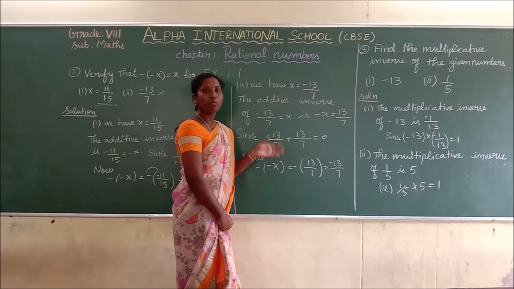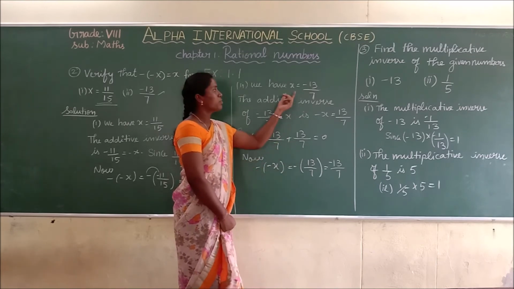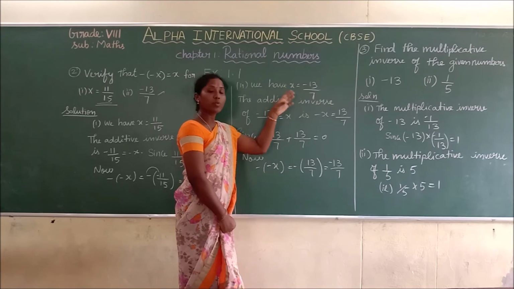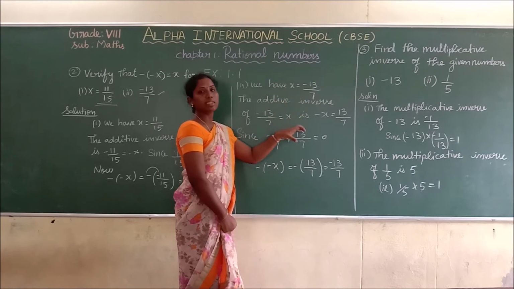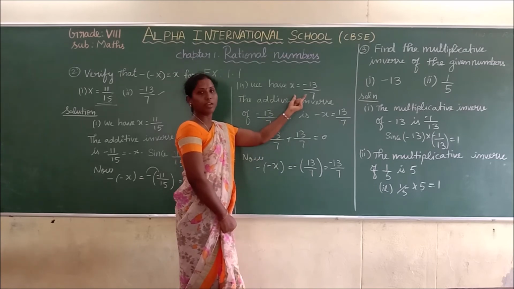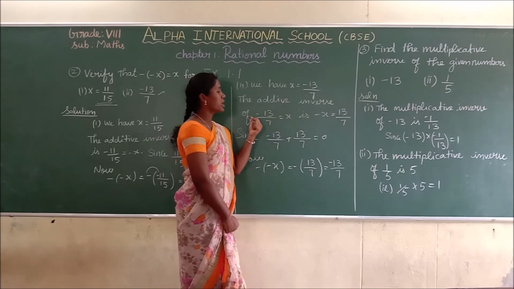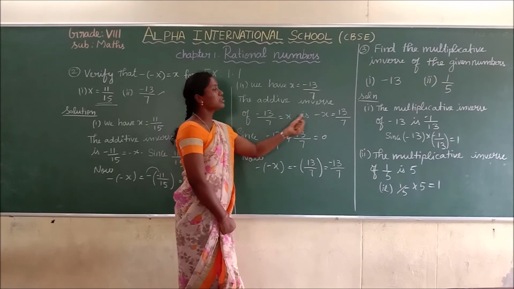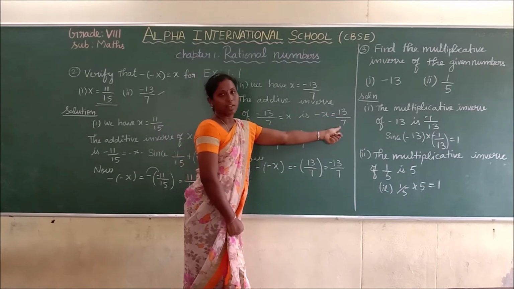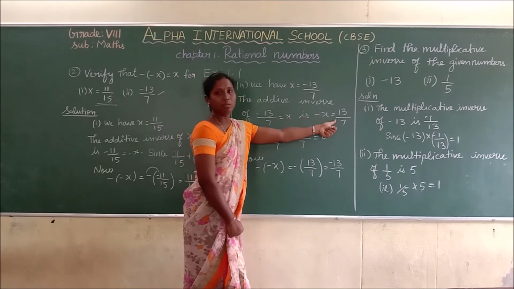First we are going to identify what is minus x. Because if we are taking this as x, we are going to consider the number minus x. Minus x is nothing but the additive inverse of this given number. So the additive inverse of the given number minus 13 by 7 is plus 13 by 7. This is the negative of this number.